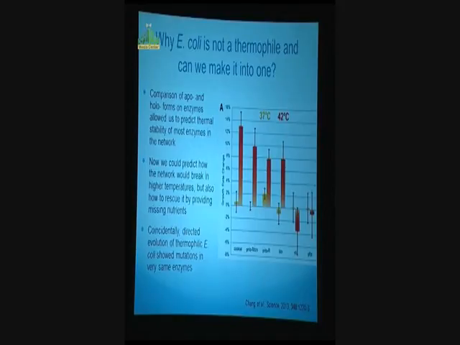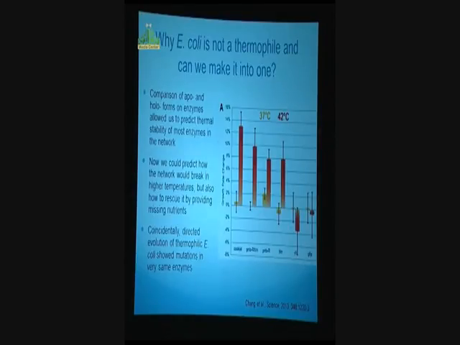And what happened is that we actually can rescue it. By adding the mixture, we can grow E. coli quite effectively at 42 degrees centigrade. So we managed to turn E. coli into at least a limited thermophile. And this was a very specific prediction we made.